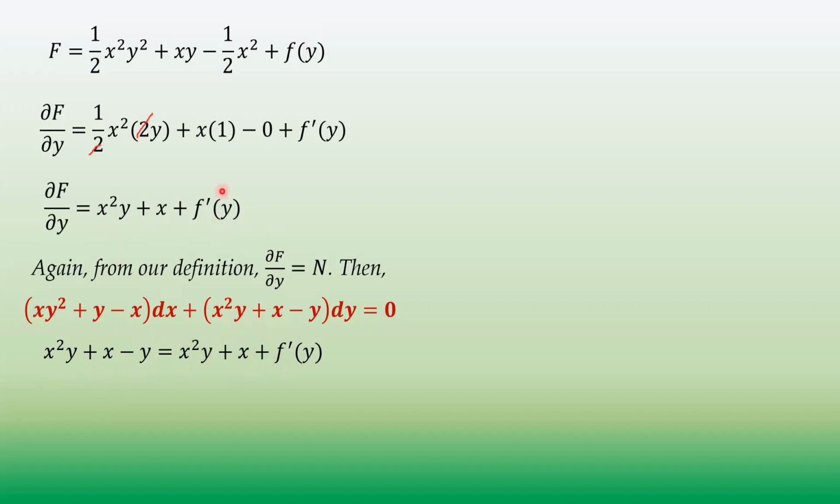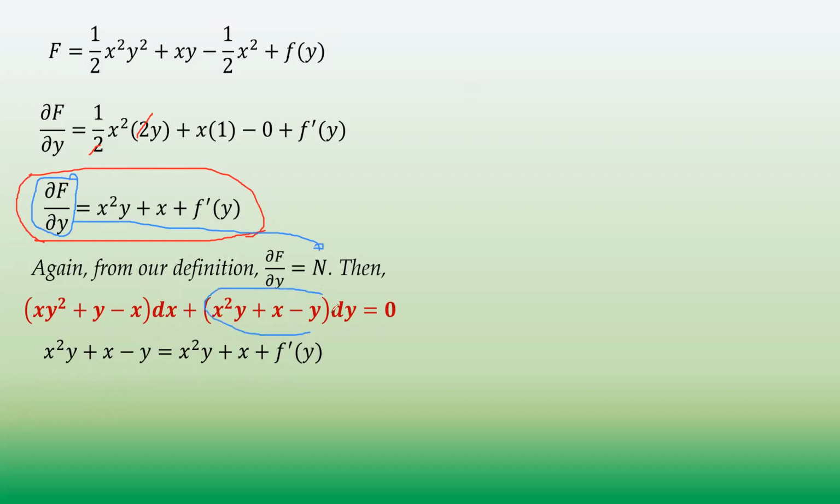Galing tayo dito sa equation na ito, diyan tayo galing. Itong partial derivative of f with respect to y ay equal kay n. Ito naman yung ating n. So ito yung partial derivative of f with respect to y is equal to x squared y plus x plus f prime of y. So ganun nangyari.